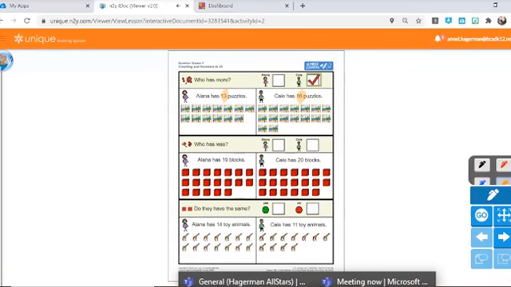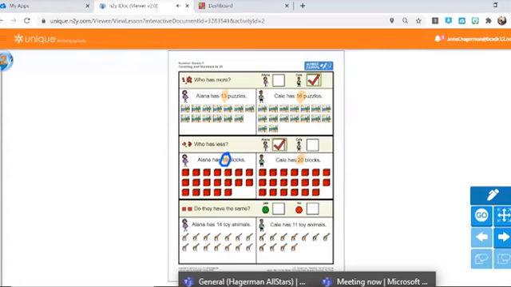Let's look at our next one. Elena has 19 blocks. Kale has 20 blocks. Who has less? Which number is smaller? Who has less? 19 is smaller than 20, so Elena has less.